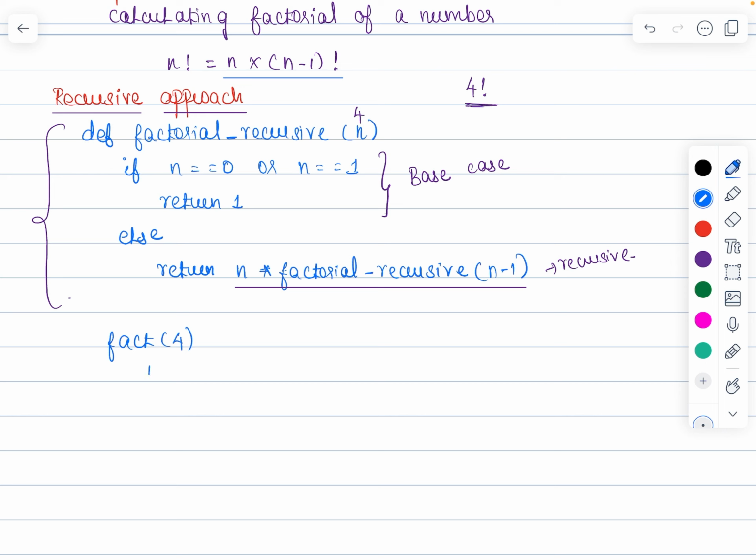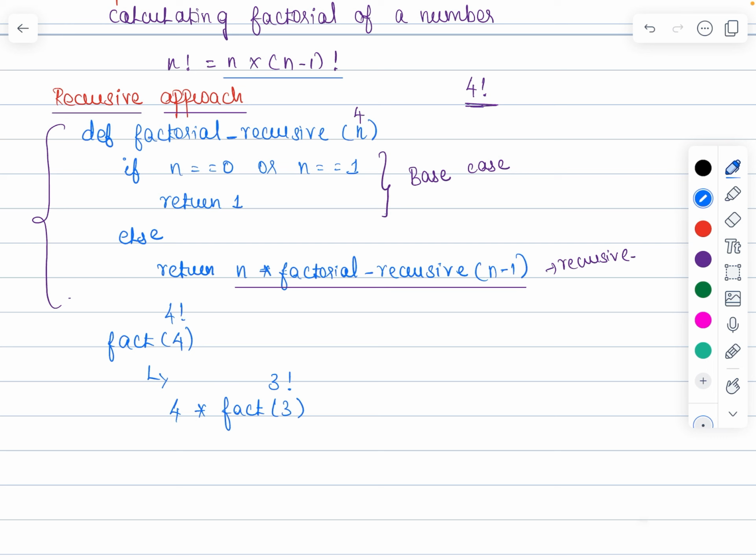So, if you want to know the factorial of 4, you need to know, according to the formula, n into (n minus 1) factorial, right. So, n is 4 and (n minus 1) factorial is a recursive call. So, you need to know the factorial of 3, which means if you want to know what is the 4 factorial value, you need to know what is 3 factorial, right.